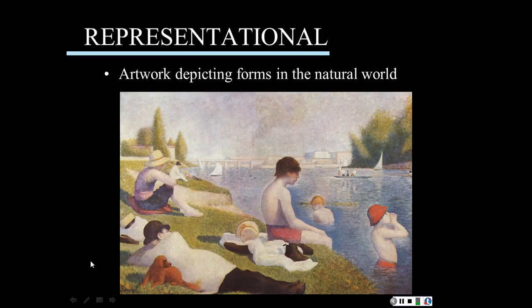Okay, representational art is artwork that is depicting things in the world around us, the natural world. So when you look at a work of art, regardless if it's a photograph, a painting, a sculpture, if you can identify things within it, people, water, grass, dog, boat, sky, cloud, that is representational. It's something that is depicting forms in the natural world.